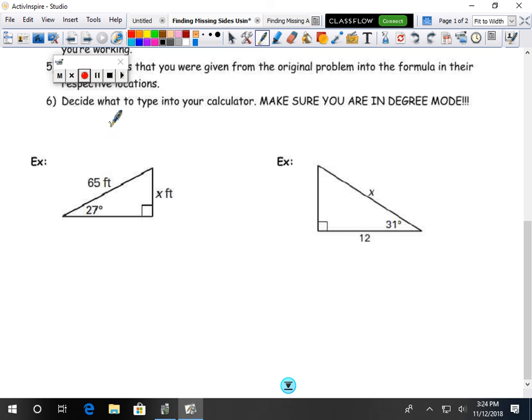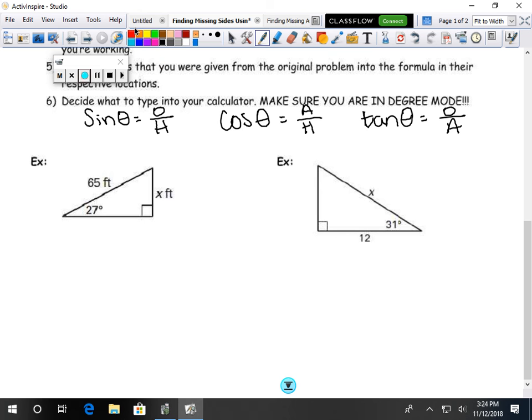So let's write down our formulas. Sine theta is equal to O over H. Cosine theta is A over H. And tangent theta is equal to O over A.